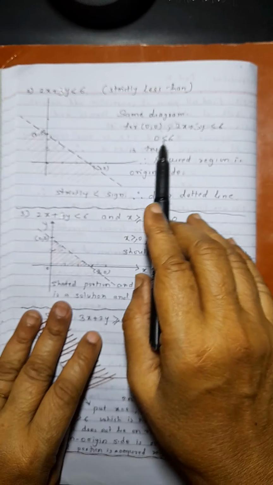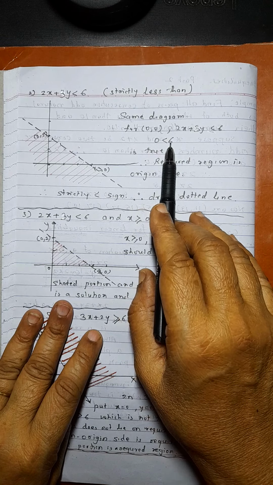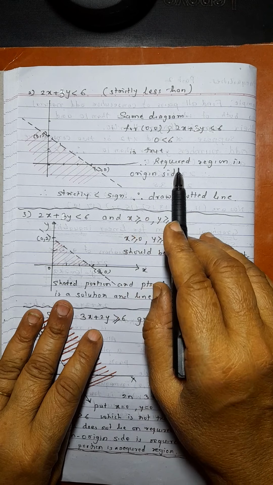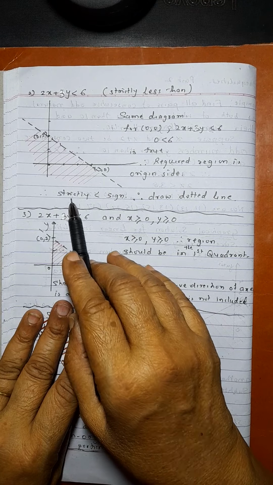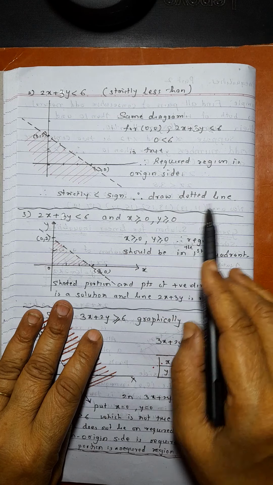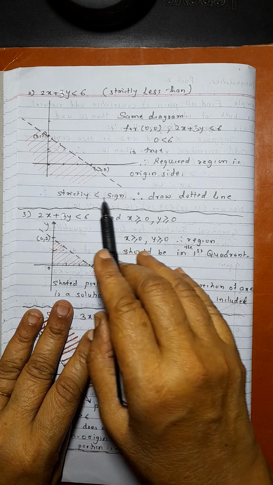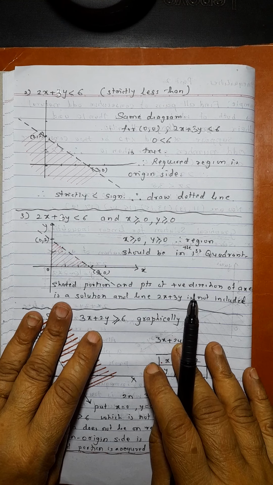Now again in this you substitute 0, 0. So 0 is less than 6. It is true. Therefore the required region is the origin side. For strictly less than sign, draw a dotted line. This is for your information. You should not write these things in the exam.